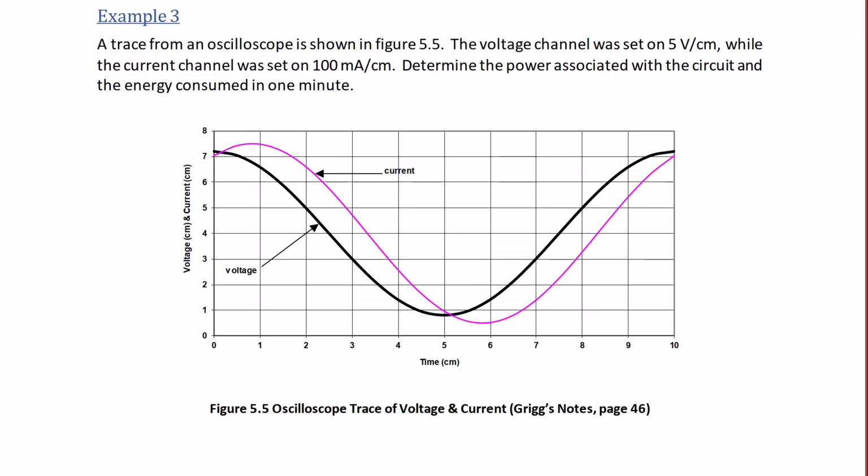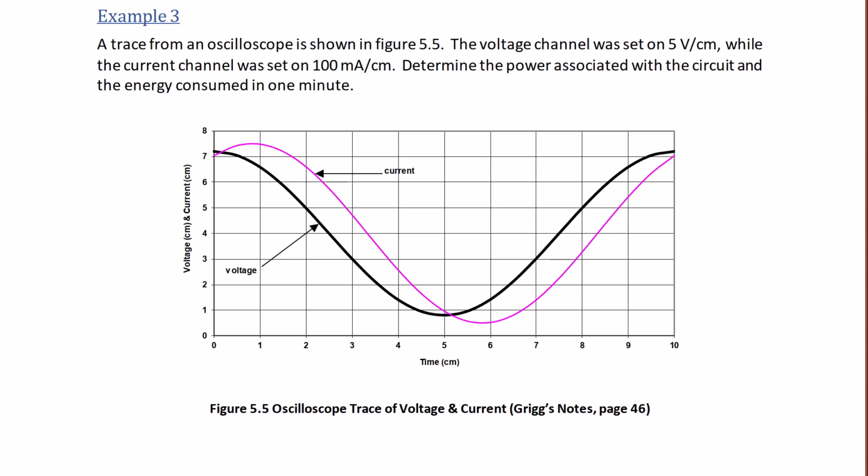Example 3. A trace from an oscilloscope is shown in the following figure. The voltage channel was set at 5 volts per centimeter, while the current channel was set at 100 milliamps per centimeter. Determine the power associated with the circuit and the energy consumed in 1 minute.